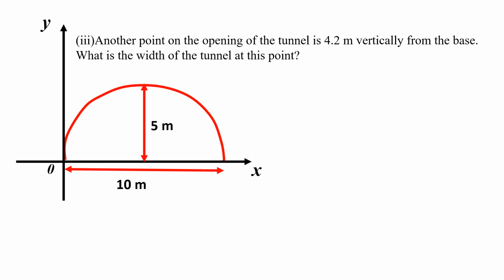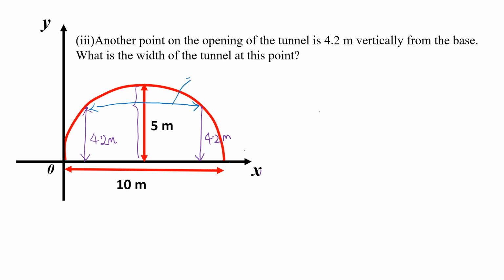Right, let's look at part 3. So part 3, what the question is asking is, you have another point, but in this case the point is 4.2 meters vertically from the base. And you are asked to find the width of the tunnel at this point. Right, so 4.2 vertically from the base. If from here to here it's 5 meters, so 4.2 probably will be somewhere here. So what the question requires you to find will be this distance.